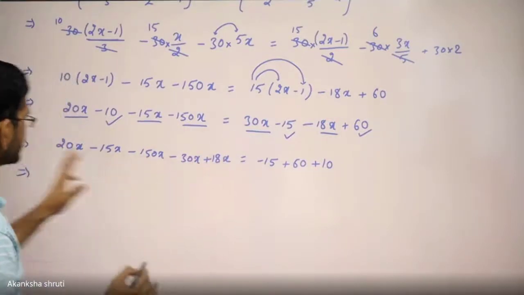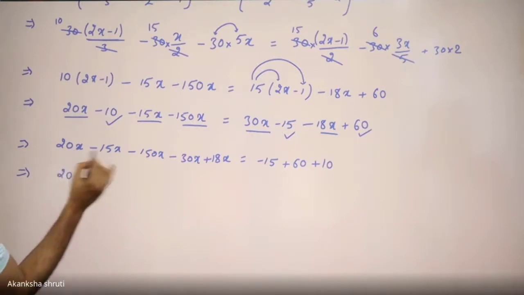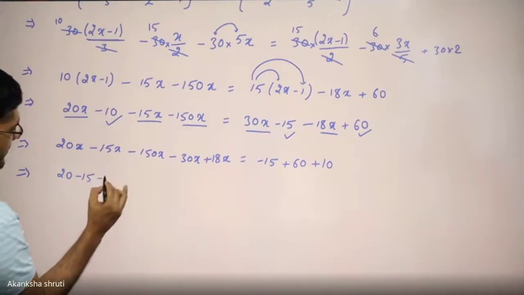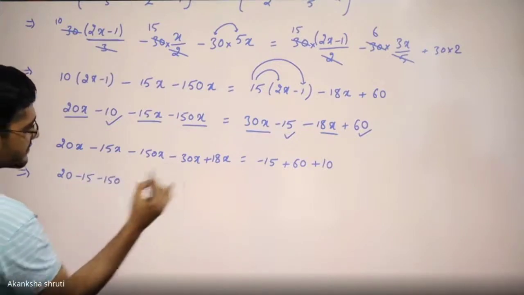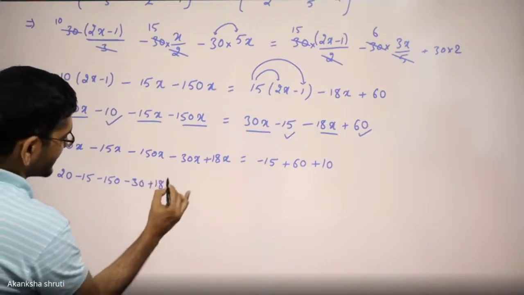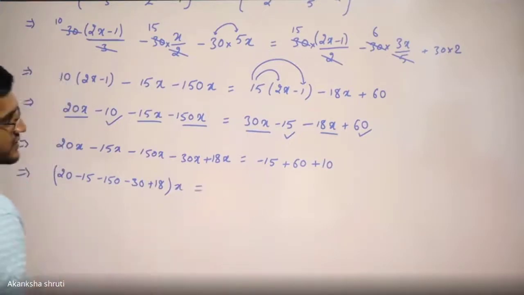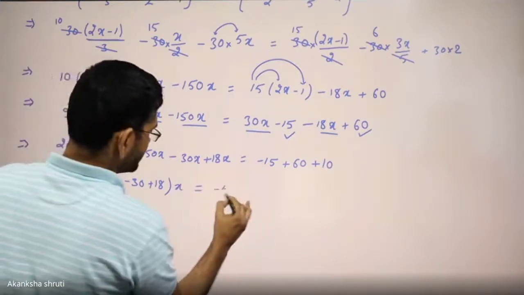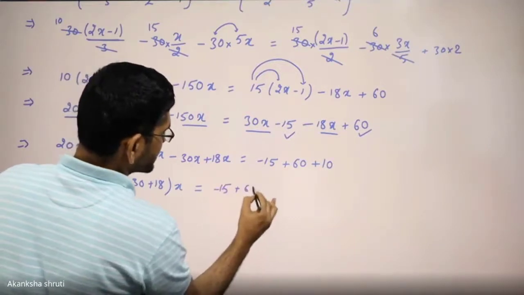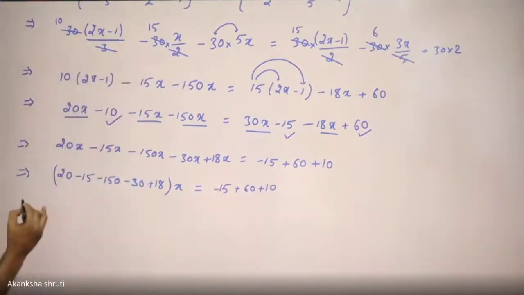Here x is everywhere. You can simply understand we need to subtract this 15 from this 20, means 20 minus 15 minus 150 minus 30 plus of 18, their x, and the right hand side is simply this much, minus of 15 plus of 60 plus of 10. Now these are the numbers that we have to add.